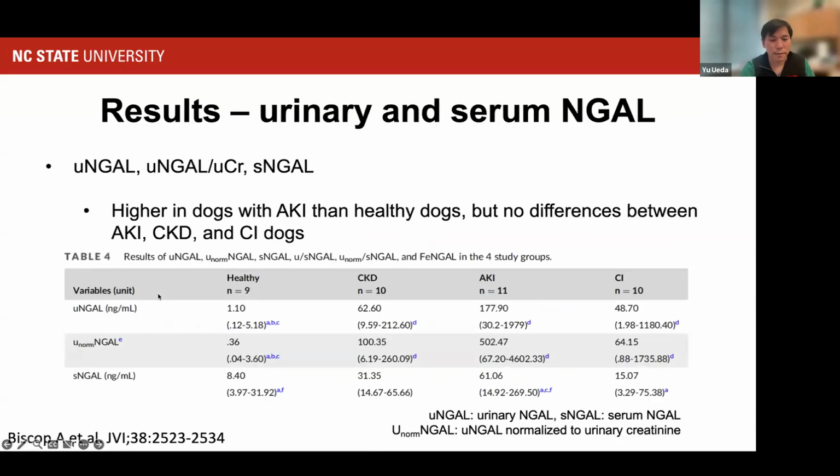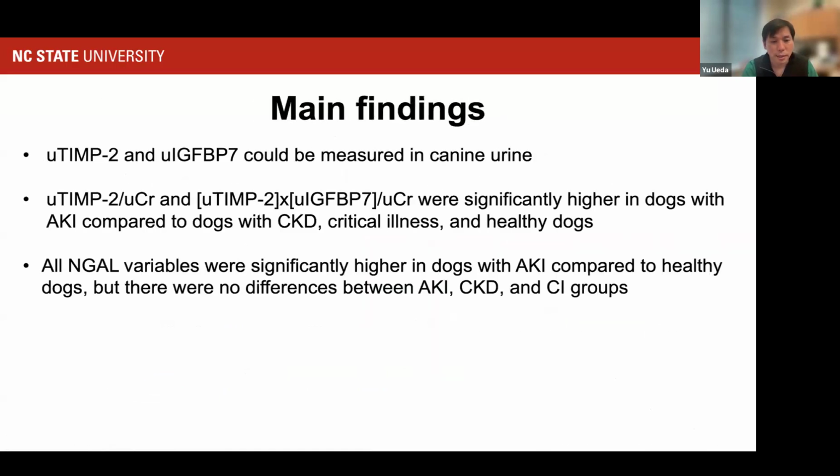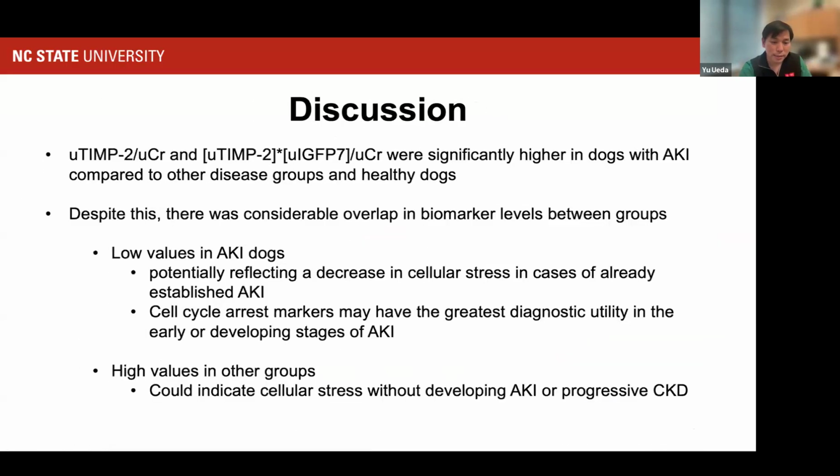So it's not that they're 100% accurate to distinguish AKI from the other groups. Some of the main reasons may be that this AKI group of patients might have lower values than they should, maybe because these stress markers have decreased already in the established AKI patients, who already have high serum creatinine concentrations.